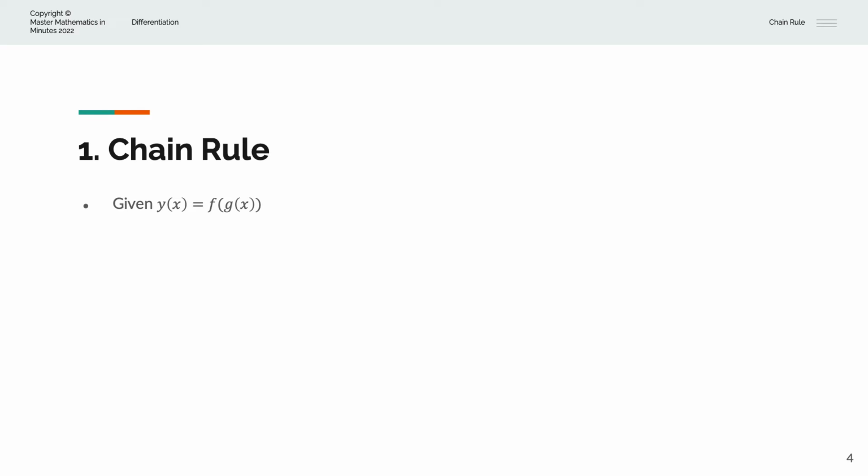So, given the composite function y(x) is equal to f of g of x, we're able to substitute u equals g of x. So what we look to do is to replace that g of x with the letter u. And then we'll differentiate.